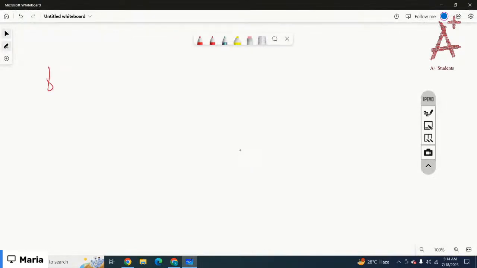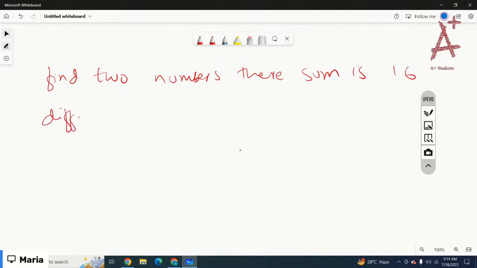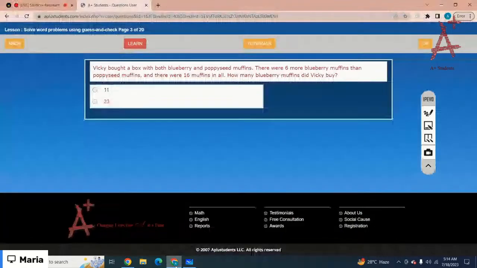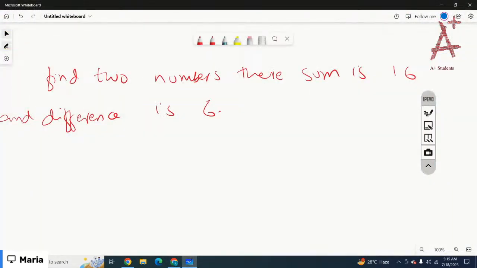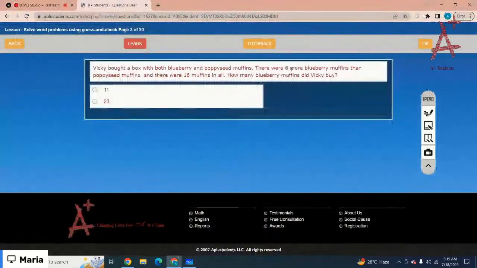You have to find two numbers. Their sum is 16 and their difference is 6. Yes, 6. Okay, now think of the two numbers. When you add them, they make 16, and when you subtract them, they make 6. 11 and 5. You see, 11 plus 5 makes 16, and 11 minus 5 makes 6. Got it? That means the numbers are 11 and 5, and you need to find how many blueberry muffins. So you have 6 more blueberry muffins. So 6 plus 5 makes 11. That means you have 11 blueberry muffins and 5 poppy seed muffins. Got it?